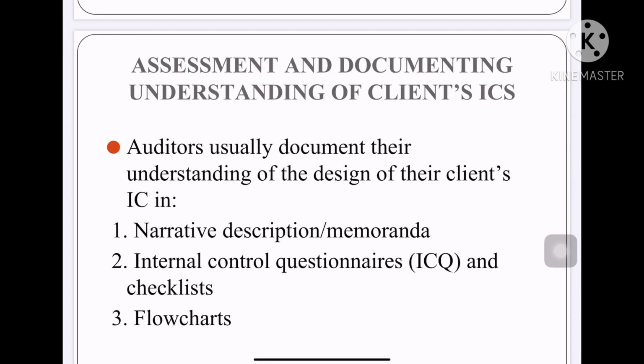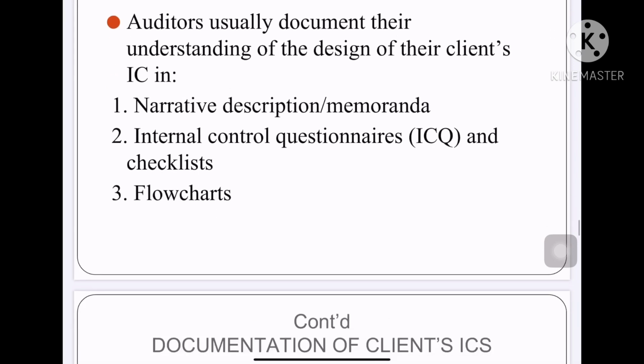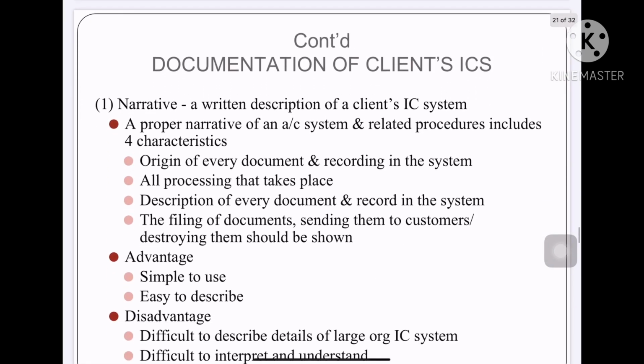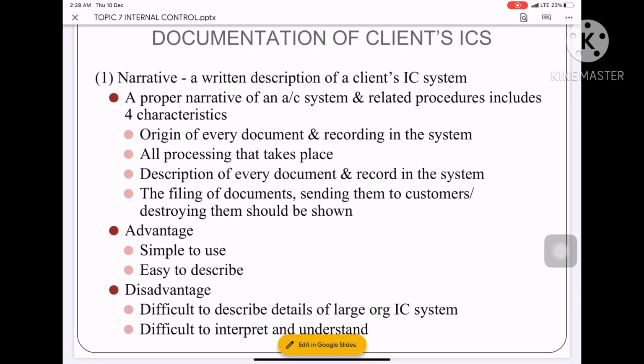Number one is based on narrative description. Number two is based on the ICQ, or internal control questionnaires. It's based on the questionnaires, or list of questions, or checklist. And the third one is based on the flowchart or a diagram. Right, now what is narrative? Narrative is actually a written description of the client's internal control system. So it means that you write in sentences.